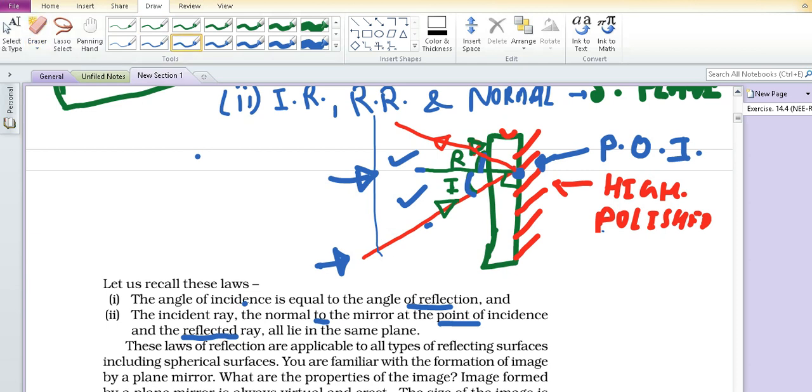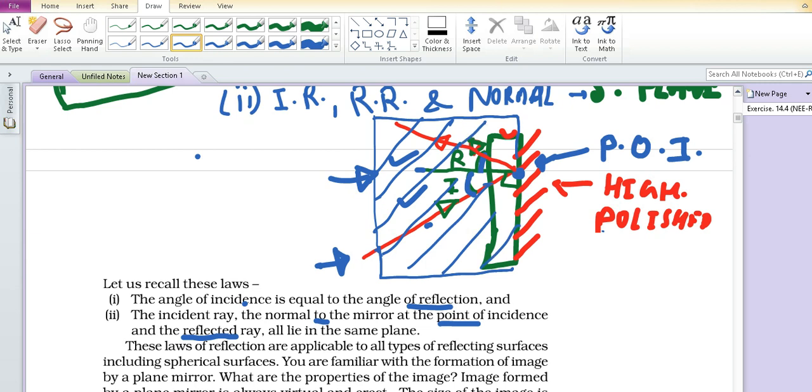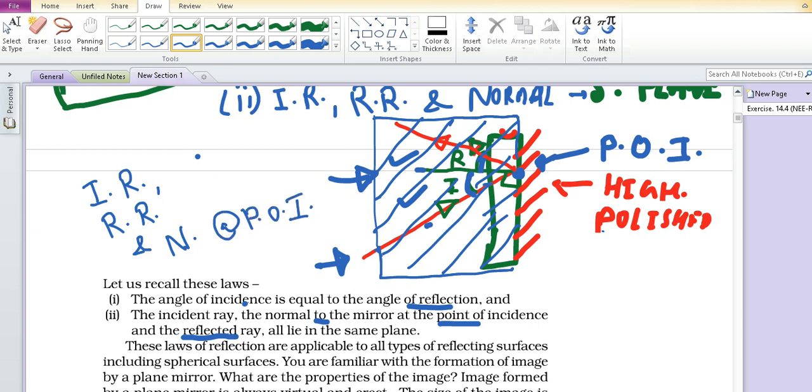So draw this a plane. This is the plane, same plane in which incident ray, reflected ray and the normal at the point of incidence. क्या क्या है? Incident ray, reflected ray and normal at point of incidence.